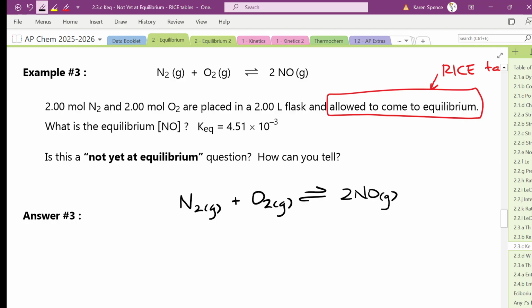I would recommend when you are drawing Rice tables, it is not entirely necessary that you show the states. However, if you don't show the states, the chances of you including a liquid or a solid in your KEQ are greater because you won't notice them. So it's a really good idea to put the states in your Rice table.